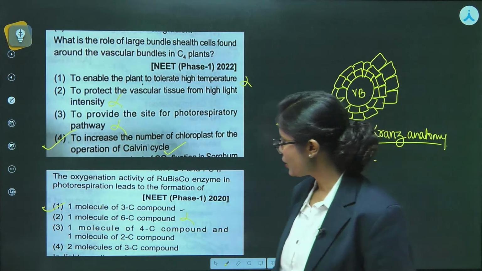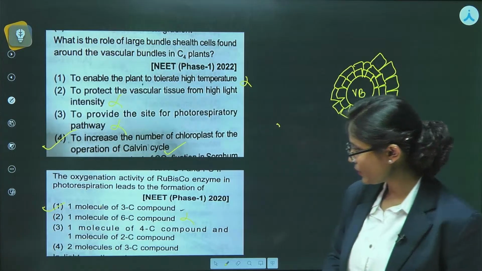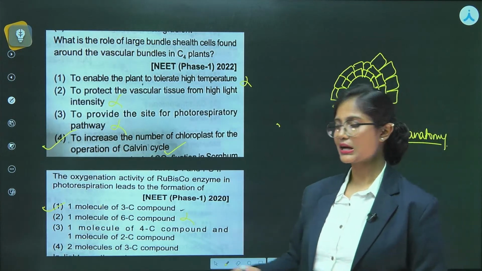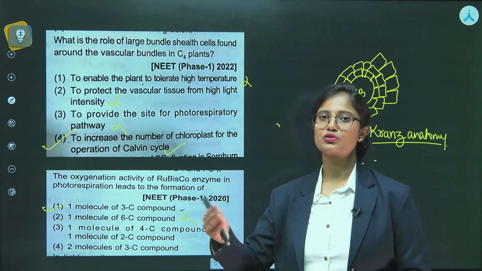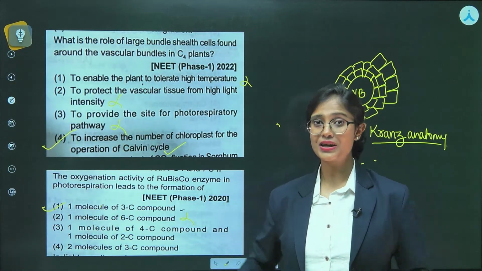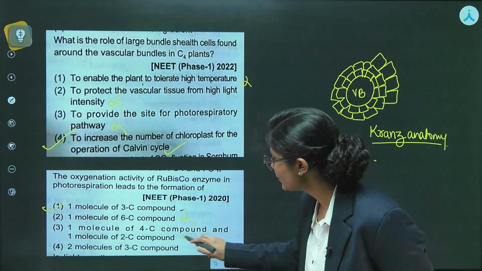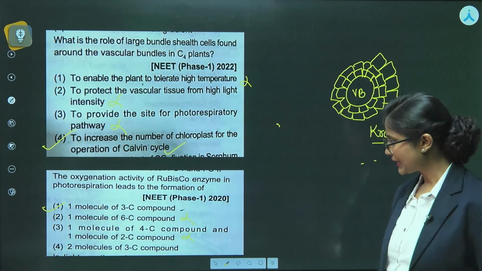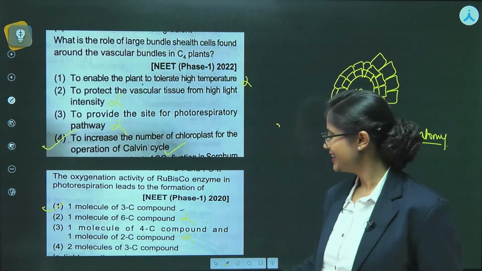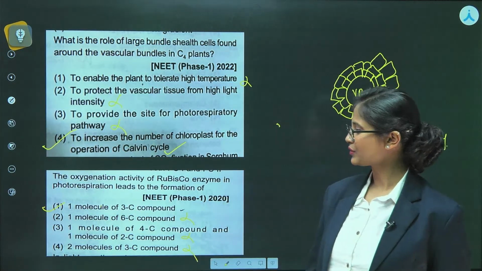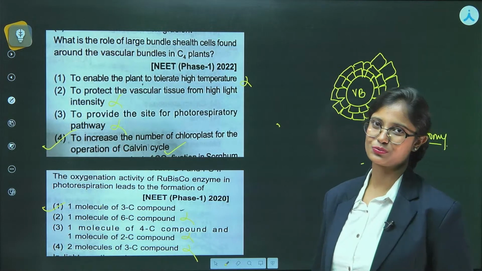Third one is, one molecule of 4-carbon compound and one molecule of 2-carbon compound. Again, अगर हम इनको add करें तो 6-carbon compound बन रहा है. तो again, RuBP के पास 5 था और ऑक्सीजन के पास कोई कार्बन नहीं है. So this is also not possible. Fourth one is, 2 molecules of 3-carbon compound. Again, this is incorrect. For the question, the correct answer is option 1.